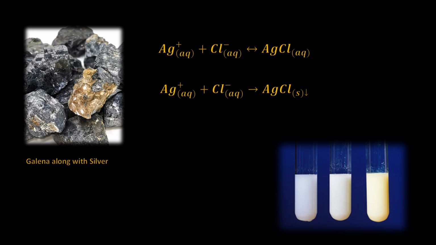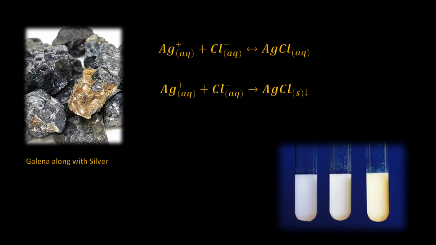There will also be a reverse reaction as the atoms would continuously combine and dissociate in the solution. This is known as equilibrium. And the reaction is shown as a silver ion in aqueous phase plus a chlorine ion in aqueous phase, giving us a silver chloride compound in an aqueous phase.